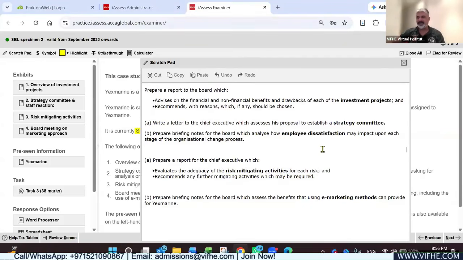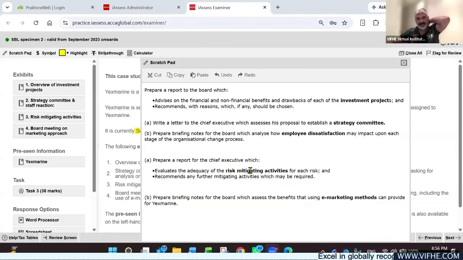So we know the topics. Five topics were tested in this paper. Is this clear, guys? That we know the topics: investment projects, strategy committee, employees dissatisfaction, risk mitigation, e-marketing. So now I know the topics which are tested. Now what do we do?